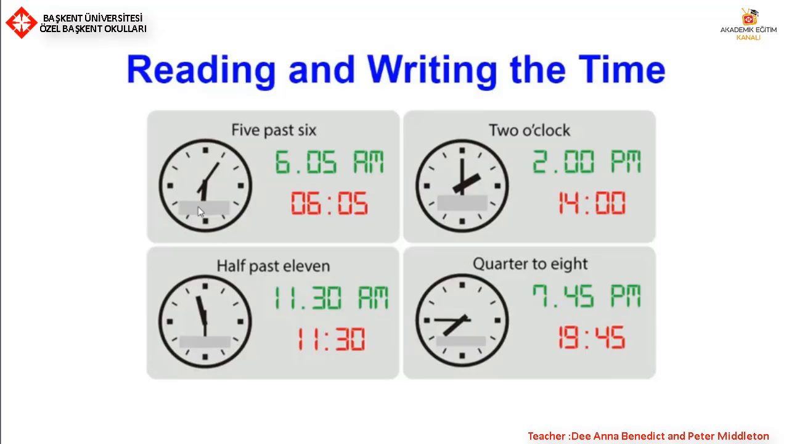Some are AM and some are PM. You can see on the top left, the time is 6:05 in the morning. So it's 6:05 AM. On the bottom right, it's 7:45. We write this as 7:45 PM. Okay, it's 7:45. This is in the afternoon or the evening, as it's 7:45 PM. So it's the evening.